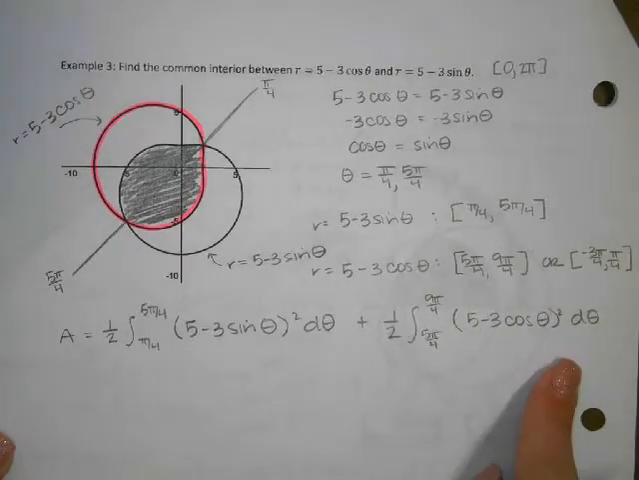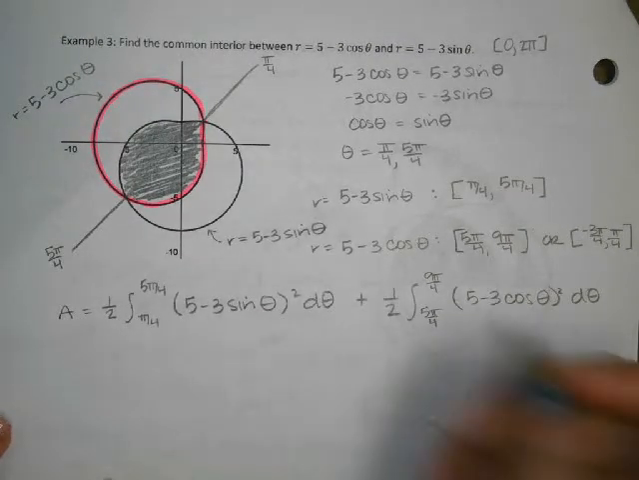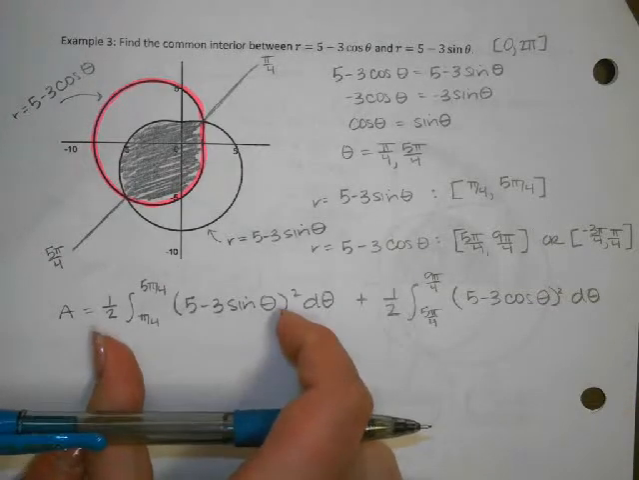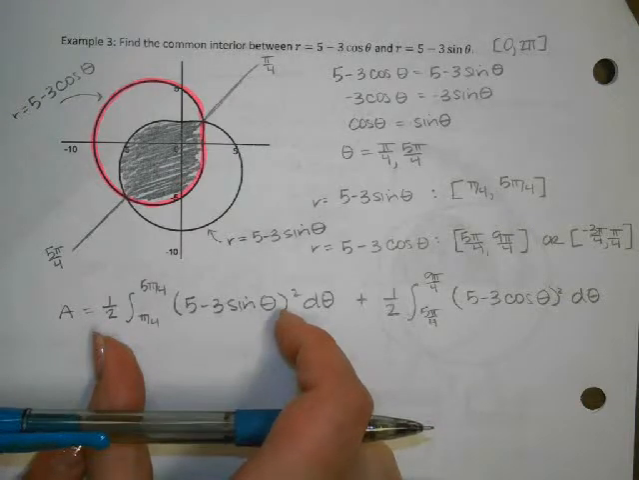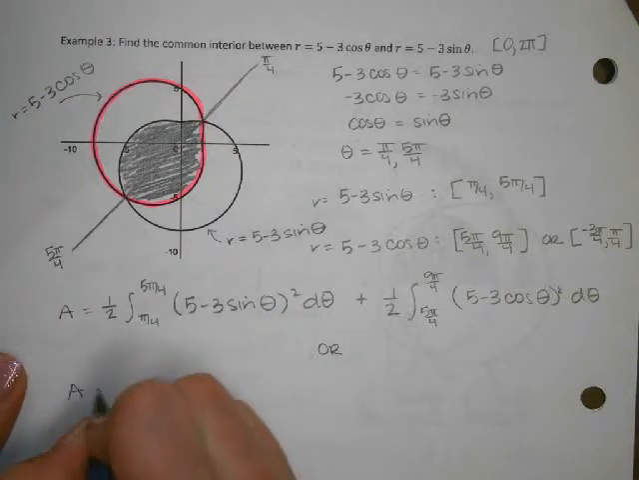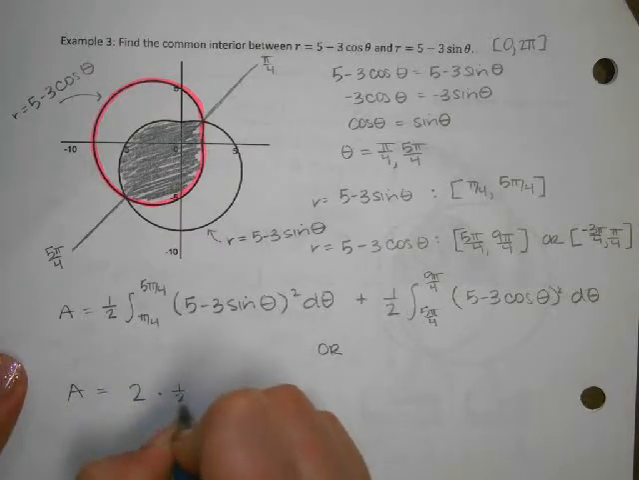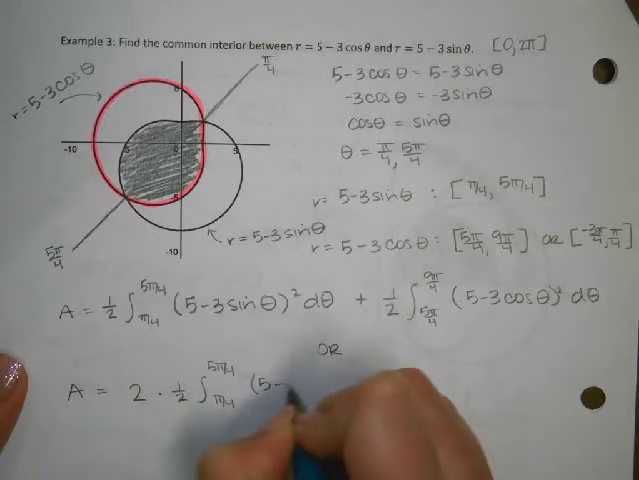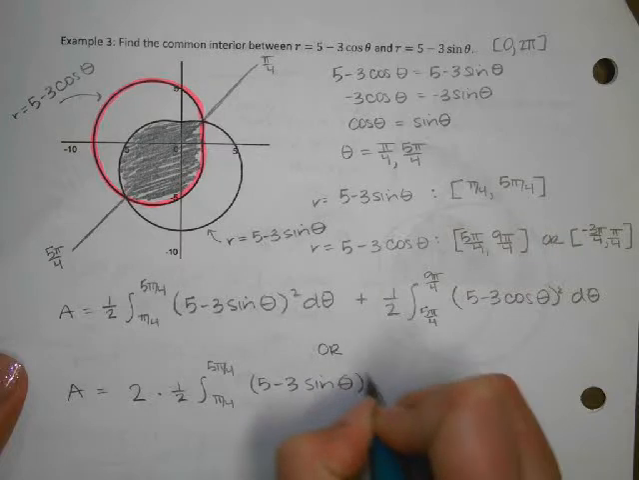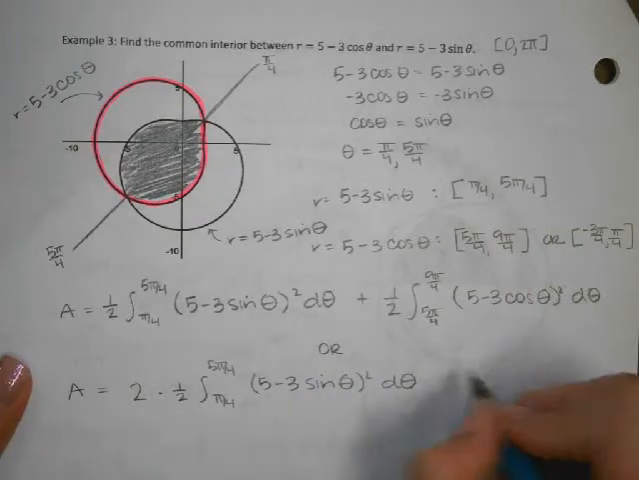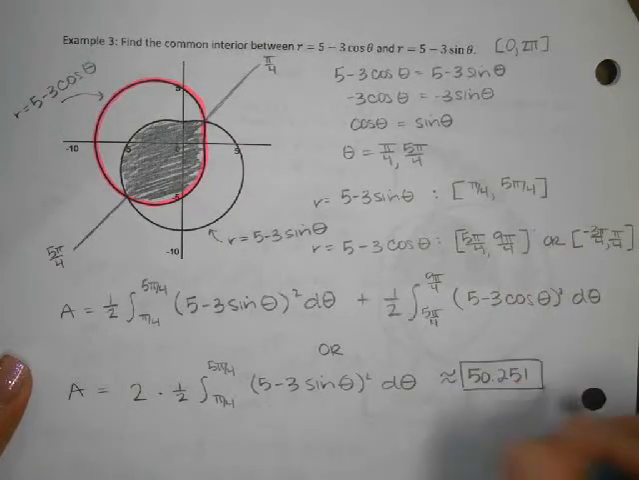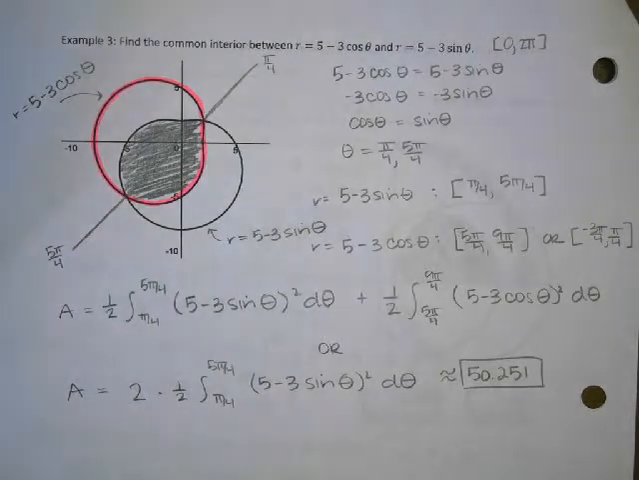So that's one way you could write the area, or you could use symmetry to your advantage, and just find this one because that was the easier one to write the interval for anyway. And then you could just double it, and that would give you the whole area. So you could say area is 2 times 1/2, the integral from pi fourths to 5 pi fourths of (5 minus 3 sine theta) squared d theta. Whichever way you plug it in, you should get 50.251. And I would recommend plugging that in to see if that really works or not. Okay.